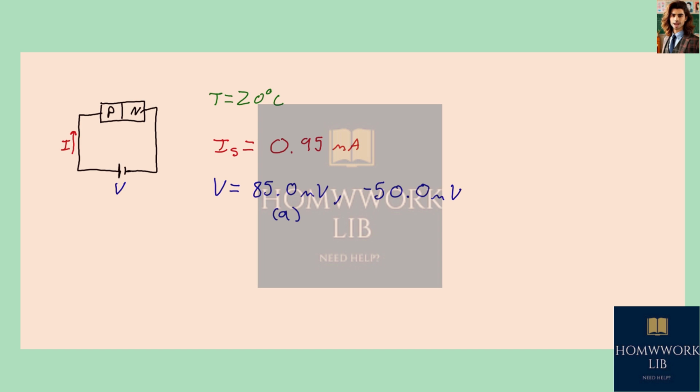In the current problem 42.30, we are given a p-n junction diode with a saturation current of 0.95 milliamps at a temperature of 20 degrees Celsius. We want to find the resistance of this diode at given voltages, both for part A, 85 millivolts, and for part B, minus 50 millivolts.